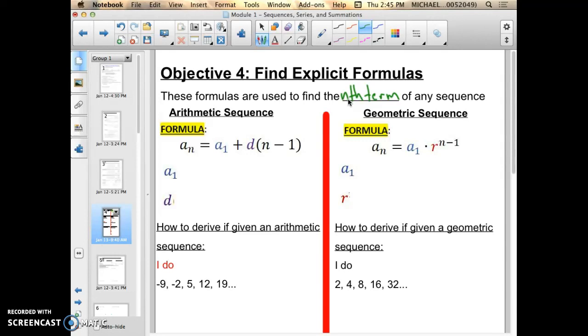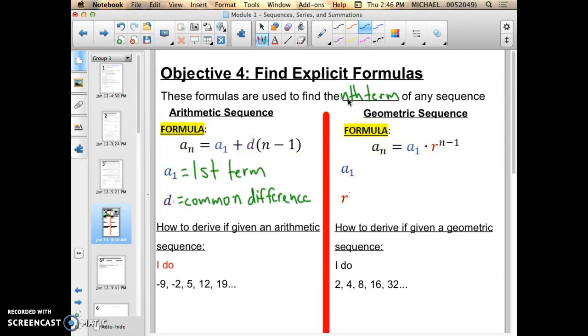So a sub 1 represents the first term that is listed in the sequence. And d, we've already talked about, is the common difference. So when you're coming up with the explicit formula for any sequence given to you, you're going to have to find both a sub 1 and d to find the specific formula.